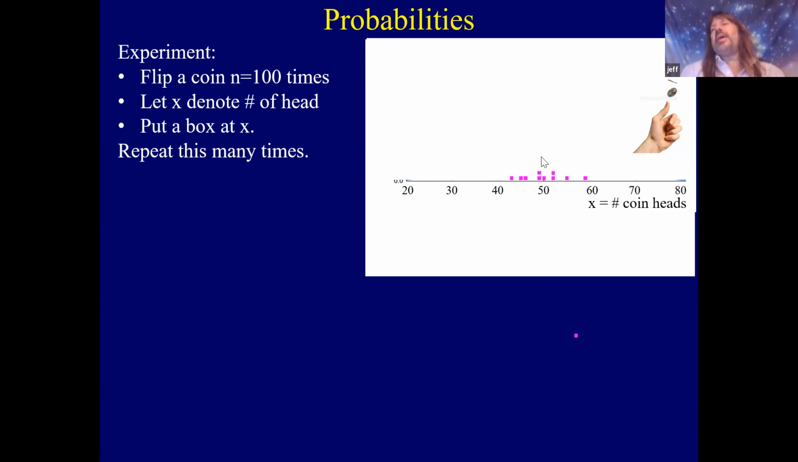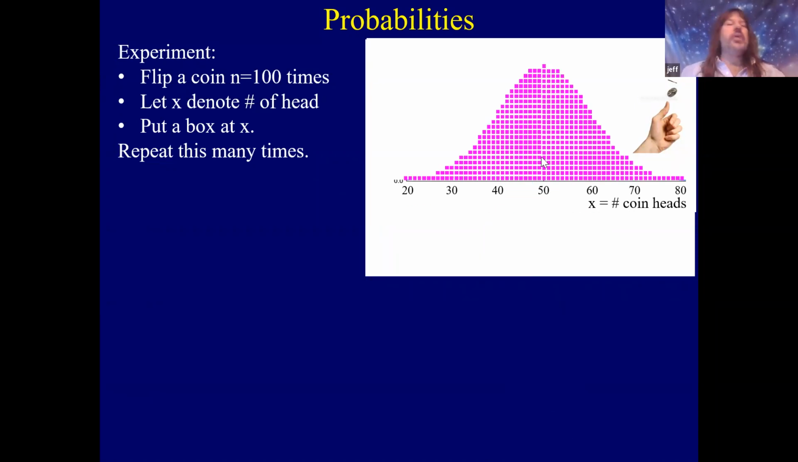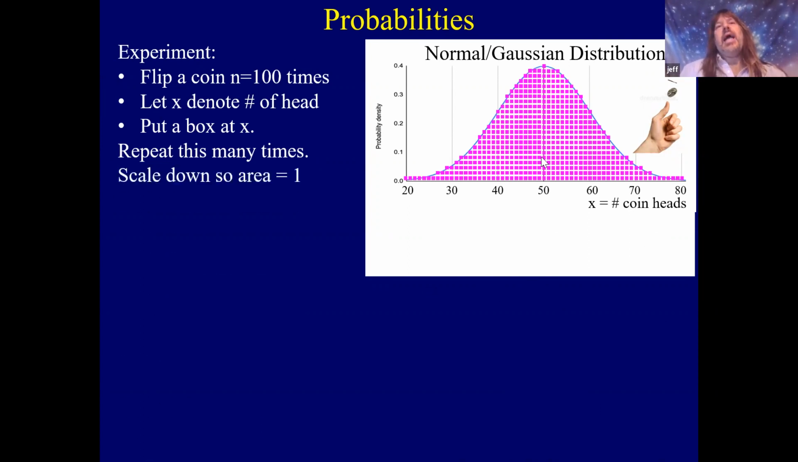And if we keep doing this lots and lots and lots of times, then you're going to get a pattern, right? And here's the pattern that forms. It's called the normal Gaussian distribution. And we want to scale it down so that the total area under the curve is 1. One way you can do it is to have the area of each box be 1 over the number of times you do it, so that the total area is 1.